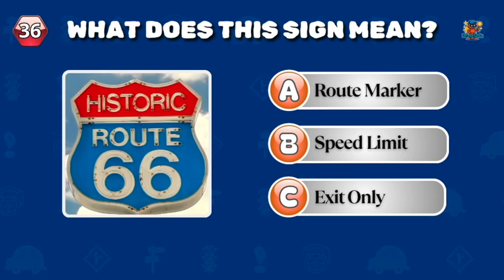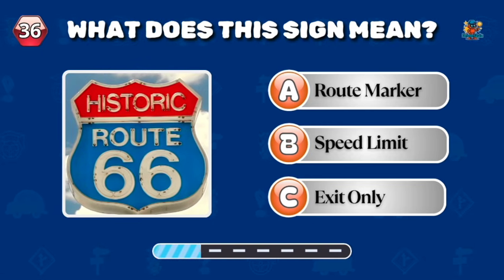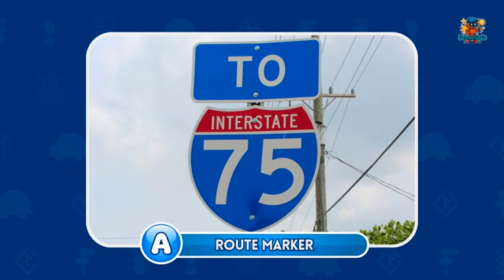Question 36. A. Route marker. B. Speed limit. C. Exit only. A. Route marker. This sign marks a numbered route. It helps guide you along highways.